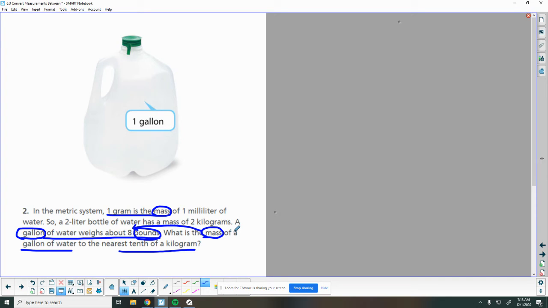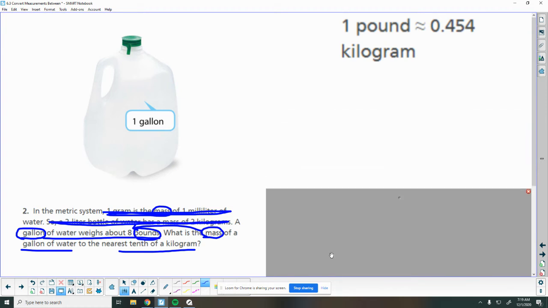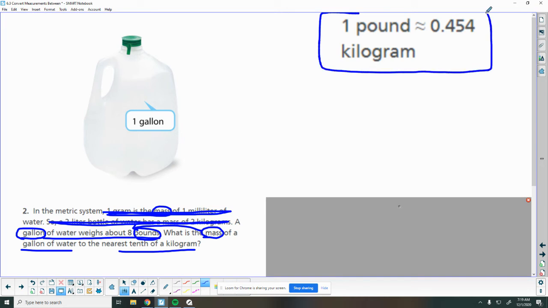Okay, so that's a lot of words here to get to the question. So 1 gram is 1 milliliter. So we don't actually need this information. A 2-liter bottle of water is 2 kilograms. We don't actually need to know that either. So a gallon of water is 8 pounds. So how many pounds is kilograms is what we're changing to. So on our table, it told us that 1 pound is 4.5 kilograms. So I want you to start your problem and see if you can set up your problem using this information here.